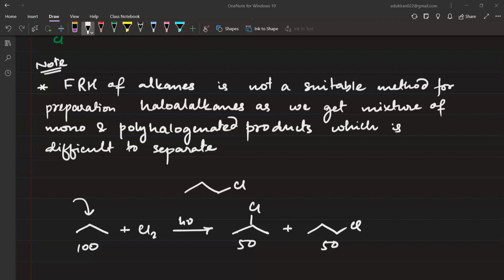Why is this method not preferred? Because whatever input you are going to give, the reagents, the reactants, at least half of them is going to get wasted. Can all of you see that? Yes or no? Yes, sir. Okay. So that is why it is not a preferred method of preparation. It is not a suitable method of preparation.